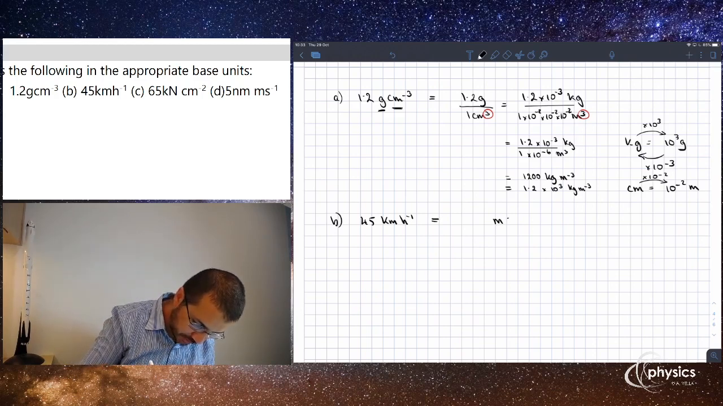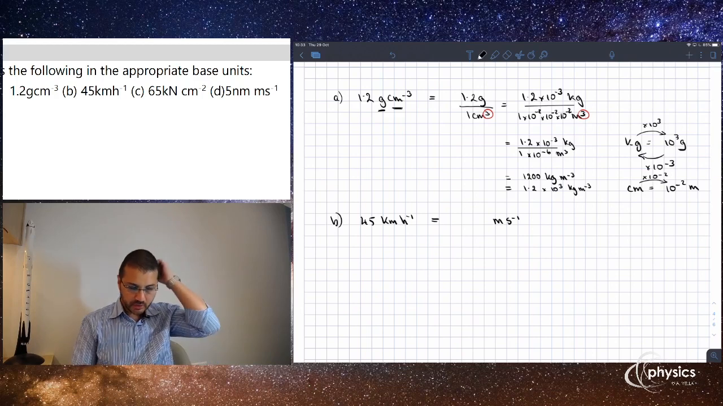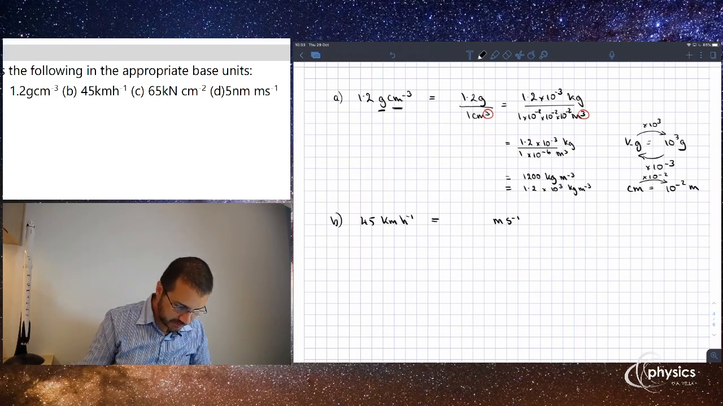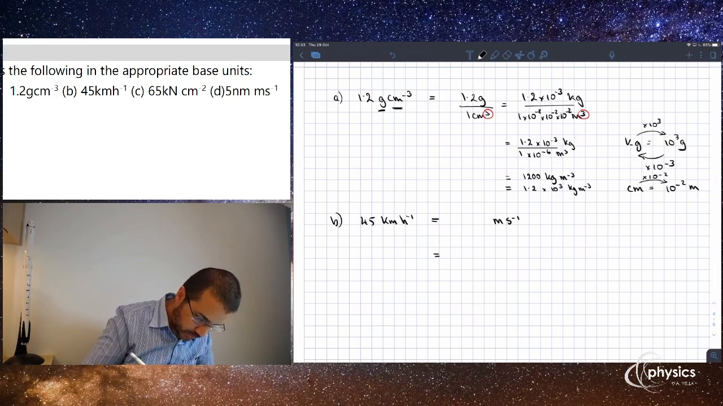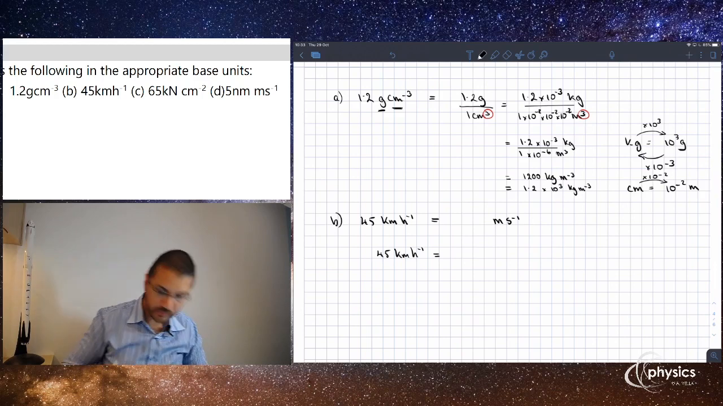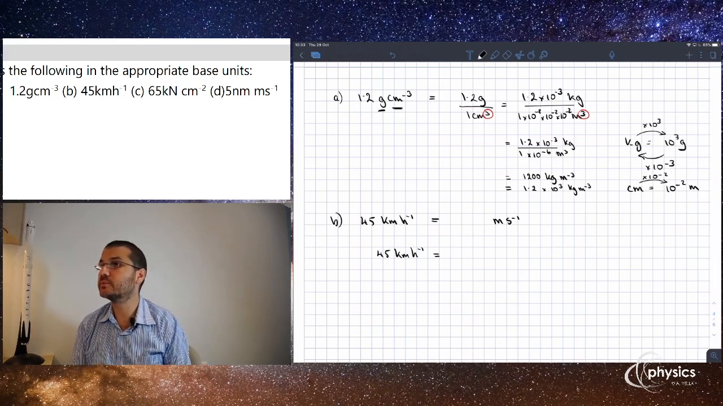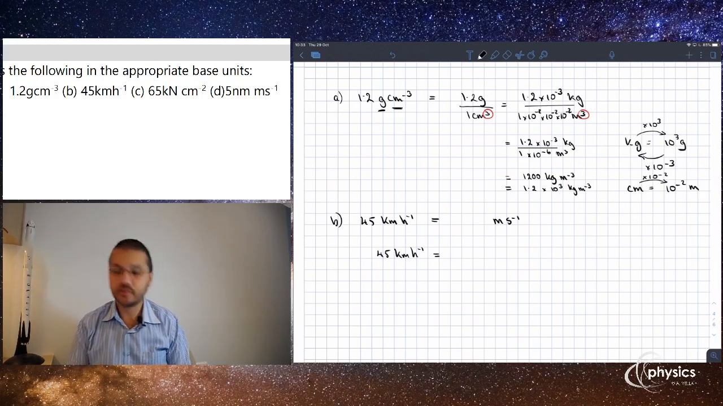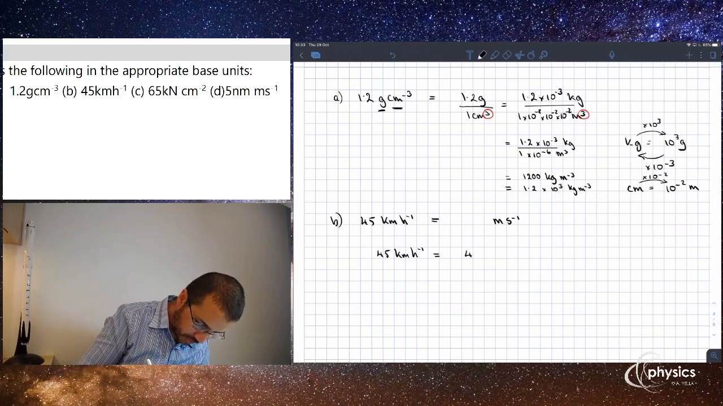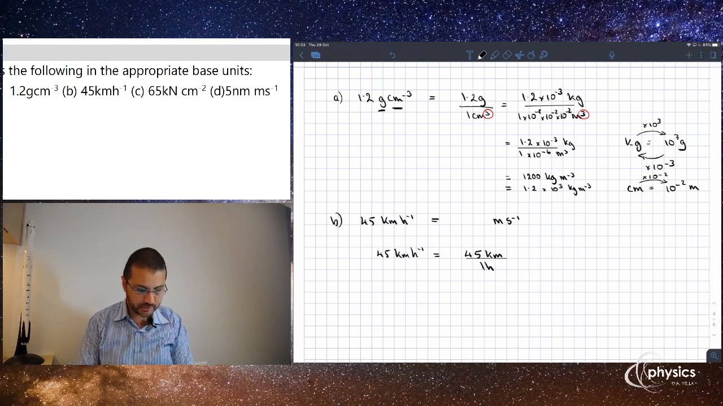Meters per second, so meters second to the minus 1. So we have to change 45 kilometers per hour to meters per second. So first, what's the first step? What's the first step, Isa? Okay, first we have to write it in fraction form. Very good. So it's 45 kilometers over 1 hour.